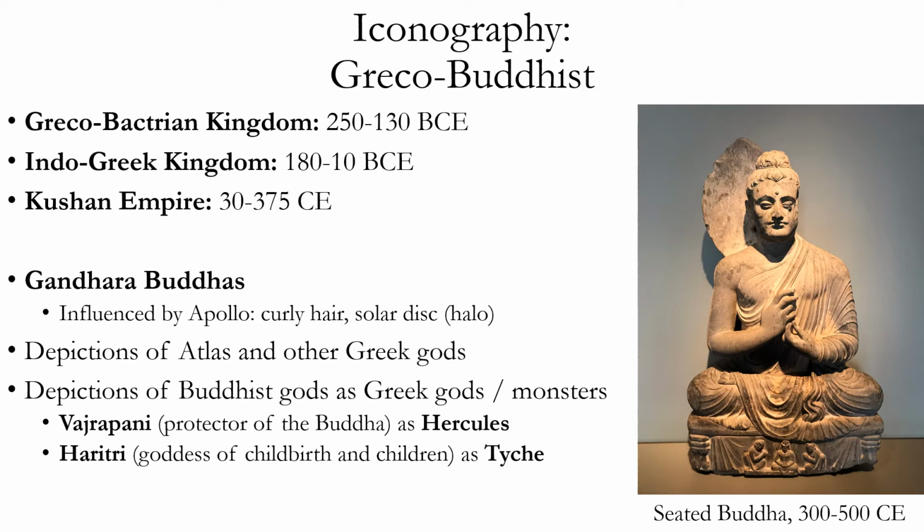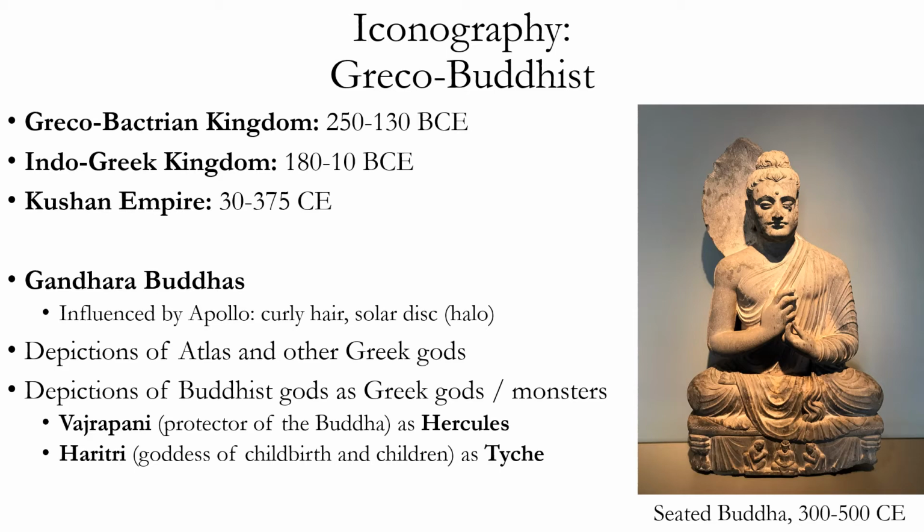We also see some Buddhist gods depicted using the form or iconography of Greek gods. For example, Vajrapani, who's a protector of the Buddha, could be depicted as Hercules. And Hariti, who's an Indian goddess of childbirth and protecting children, could be depicted as Tyche or Tuke, the ancient Greek goddess of fortune. You can see some of this imagery apparently influenced sculptures of the Mauryas and just some other early Hindu iconography from the first few centuries BCE and the first few centuries CE as well.